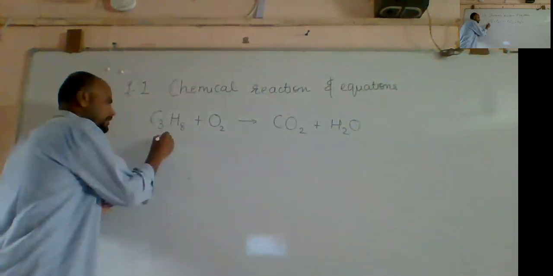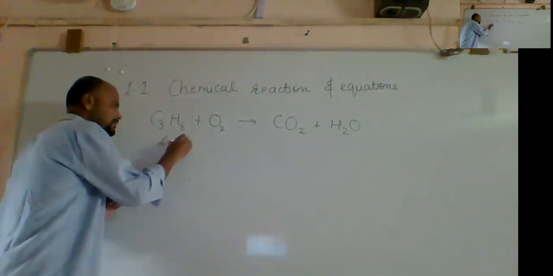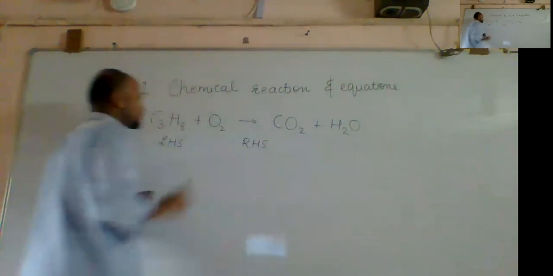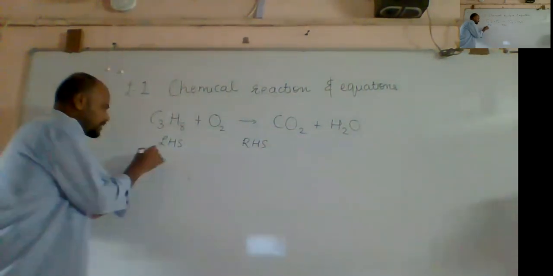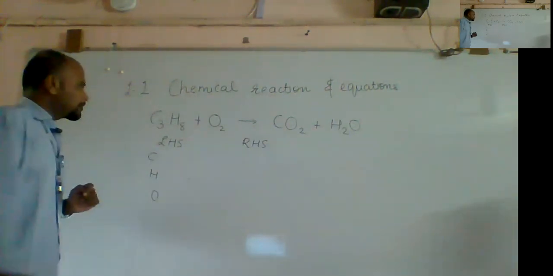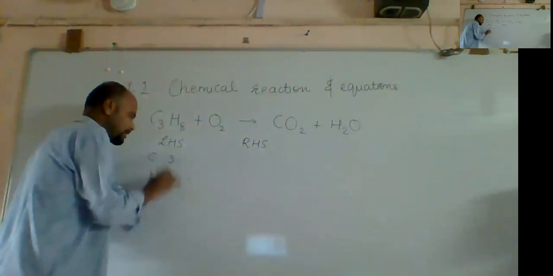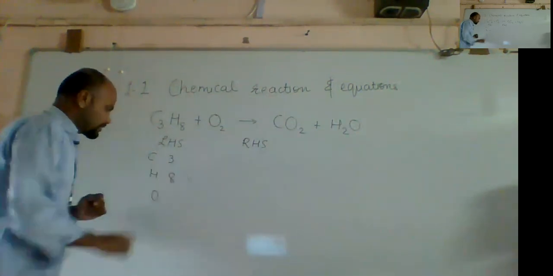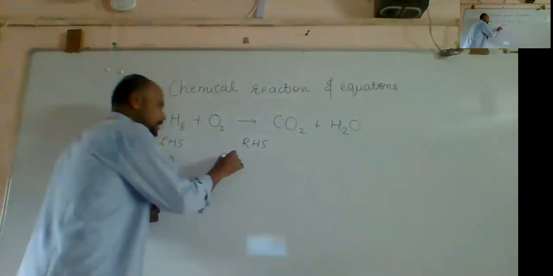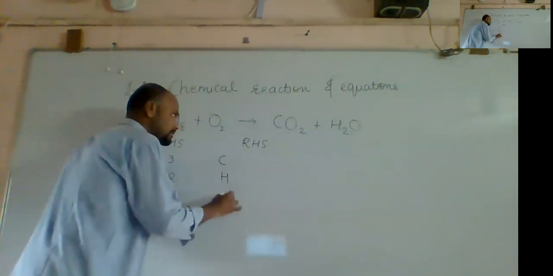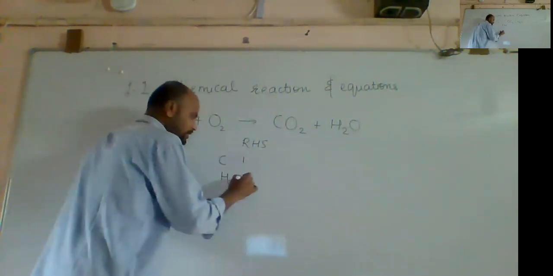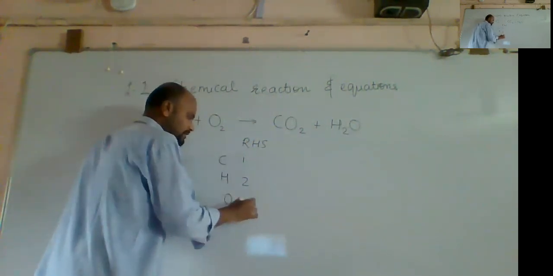So, first of all, write down LHS, that represents reactants, and RHS, which represents product. Writing down the elements: carbon, hydrogen, oxygen. Carbon, 3 atoms are there, hydrogen, 8, oxygen, 2. Same thing on the RHS side: carbon, hydrogen, oxygen. Carbon, if you see, it is 1, hydrogen, it is 2, oxygen is 3.